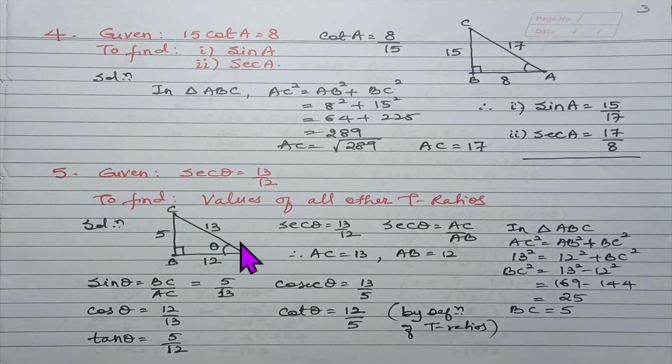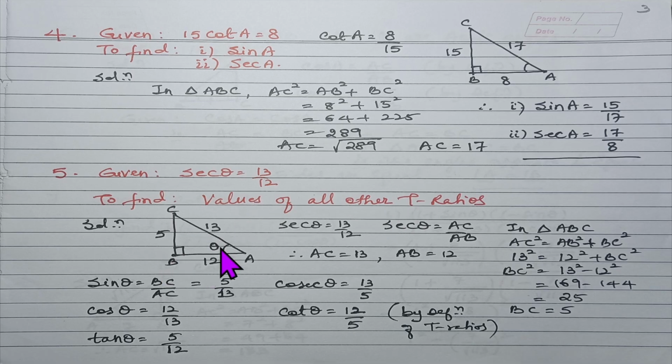So when you draw a right angle triangle ABC, let us take this angle A as theta here. Sec theta will be AC by AB, therefore it will be 13 by 12. Apply Pythagoras theorem to find BC. We have found that BC is equal to 5. So now we have got the values of all three sides of the right angle triangle. Now we can find out all the t ratios.